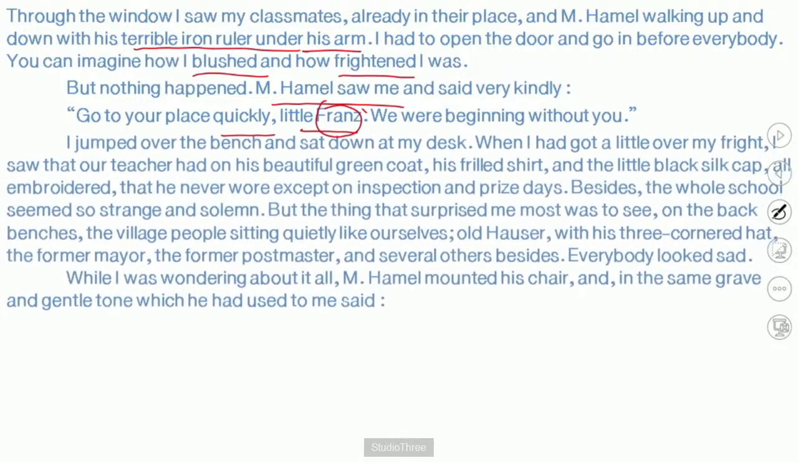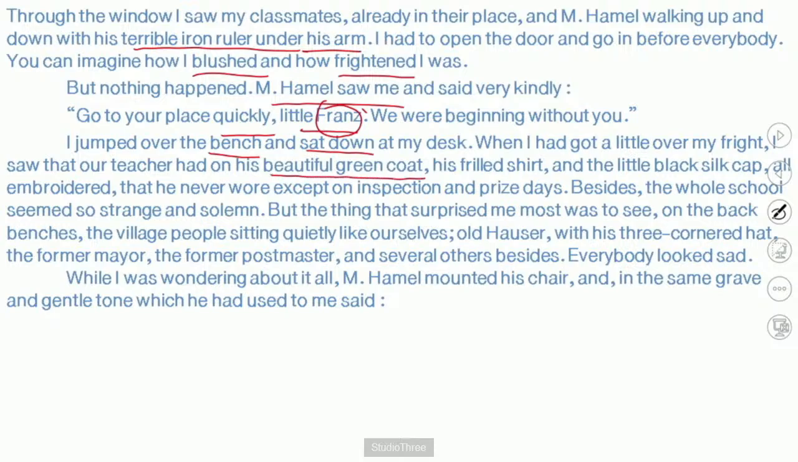So go to your place. I jumped over the bench joyfully and sat down at my desk. When I had got a little over my fright, I saw that our teacher had on his beautiful green coat.